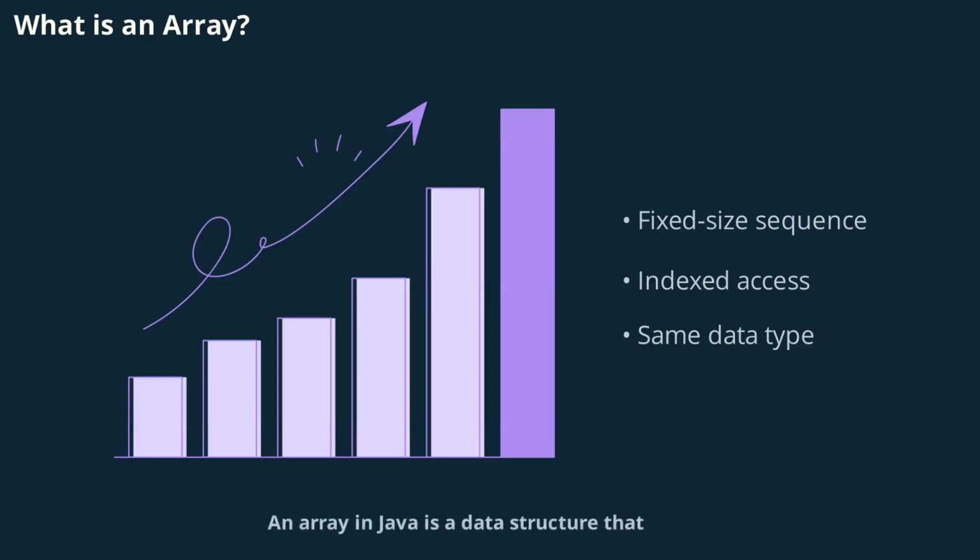An array in Java is a data structure that stores a fixed-size sequence of elements of the same type. Each element can be accessed by its index, starting from 0. Arrays are declared using square brackets, and their size is specified at the time of creation. This makes arrays efficient for storing and accessing large amounts of data of the same type.